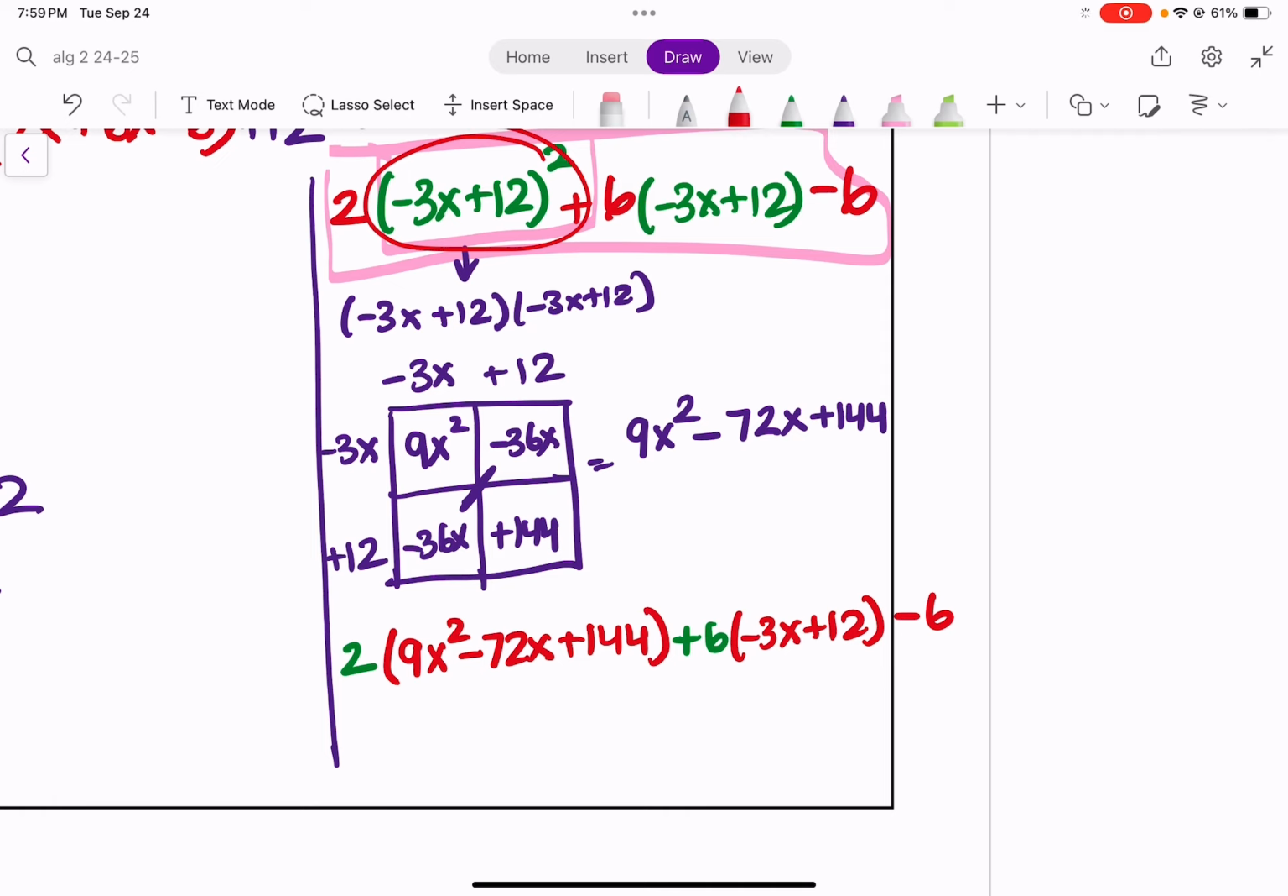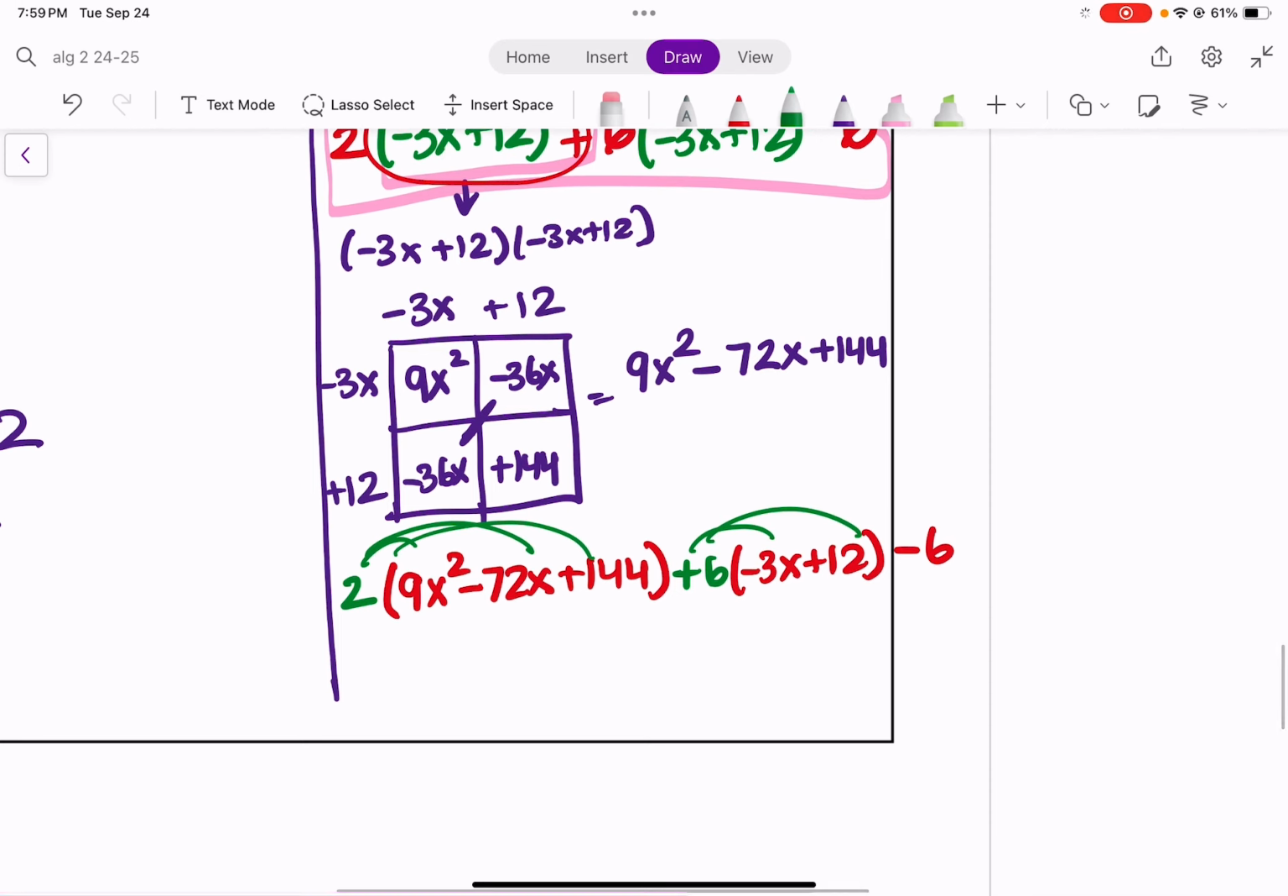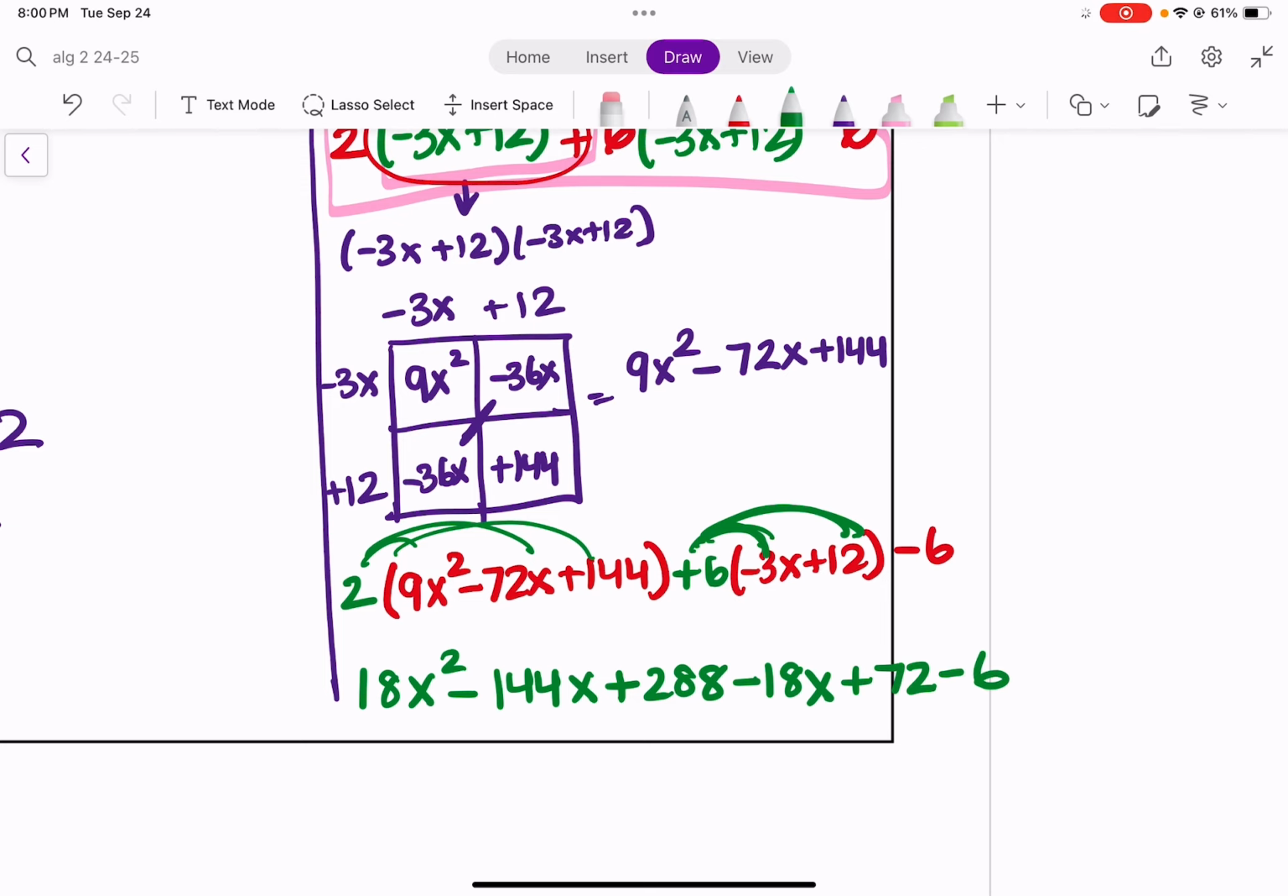And then the minus 6. So at this point, now it's all just the distributive property, right? We're going to distribute, and I'm going to use my calculator. So 2 times 9 is 18x squared, minus 72 times 2 is 144x, plus 144 times 2 is 288. Now I'm distributing the 6. So 6 times negative 3 is minus 18x, 6 times 12 is 72. And then I have the minus 6.